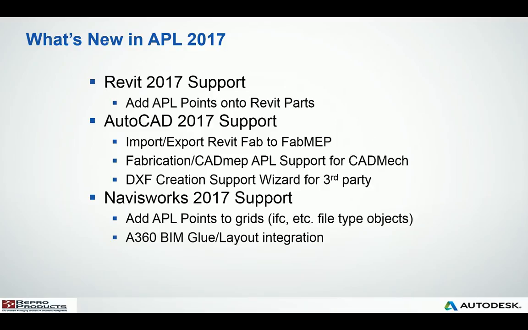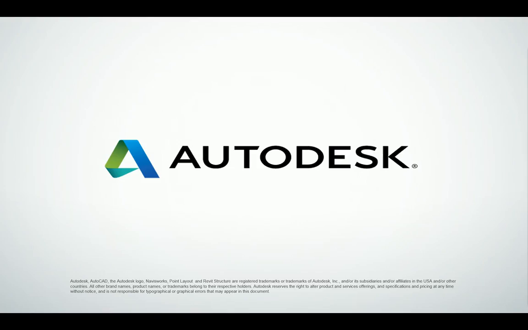And then lastly, you have the ability to use a BIM 360 Glue layout integration easier and better within either FabMEP software or Navisworks or AutoCAD or Revit. So let's go ahead and jump into the Autodesk software to take a look at the new features of APL 2017.